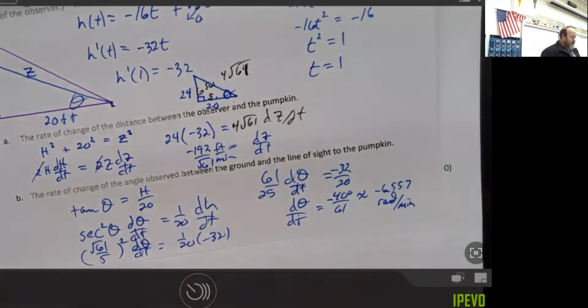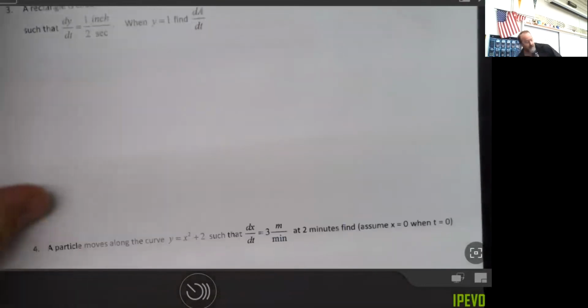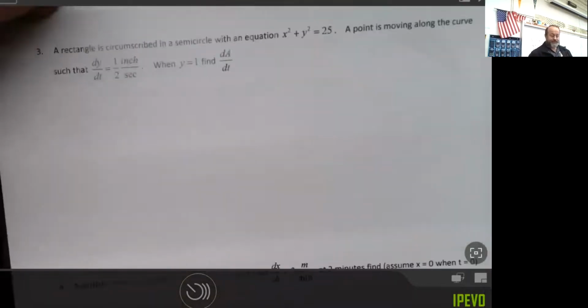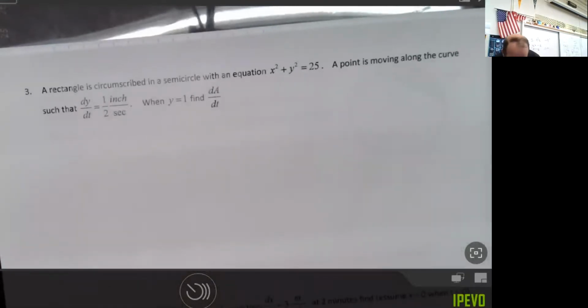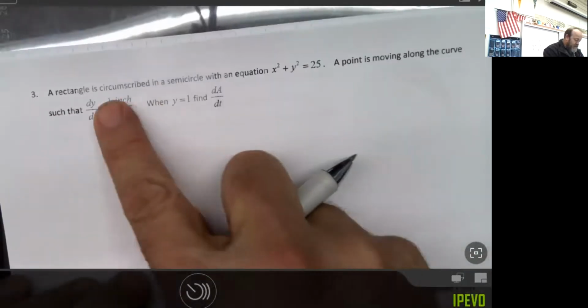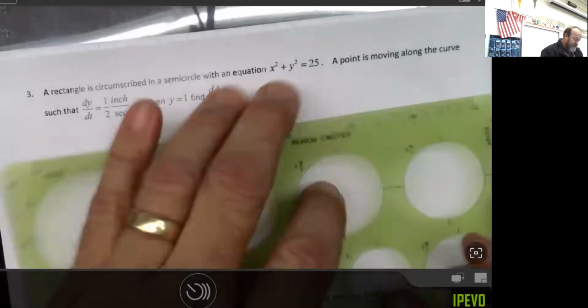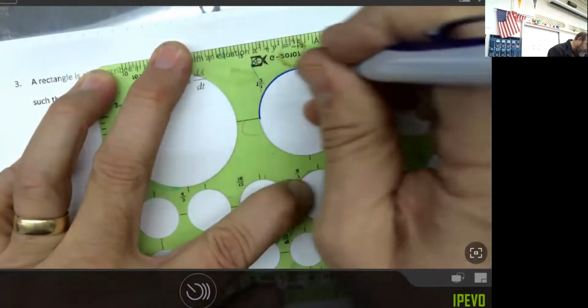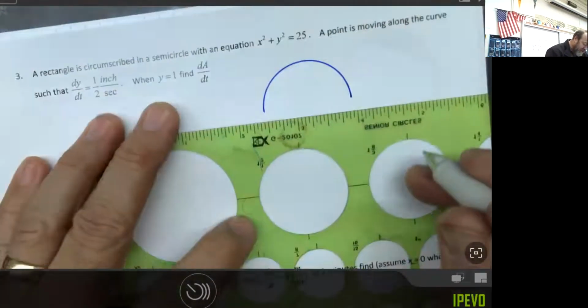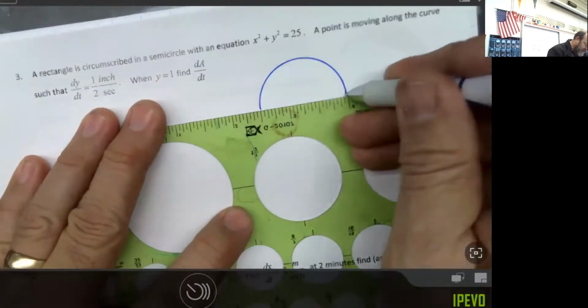Okay, so let's go ahead and go on to another question. A little bit less typical question, if we will. This is what I have down as my number 3. Now, I've got a rectangle right here that is a rectangle that is going to be circumscribed in a semicircle. So I'm going to try to make this look reasonably good. So here is a nice little semicircle like this.